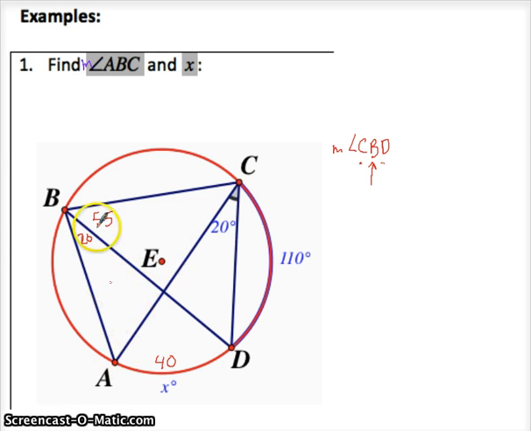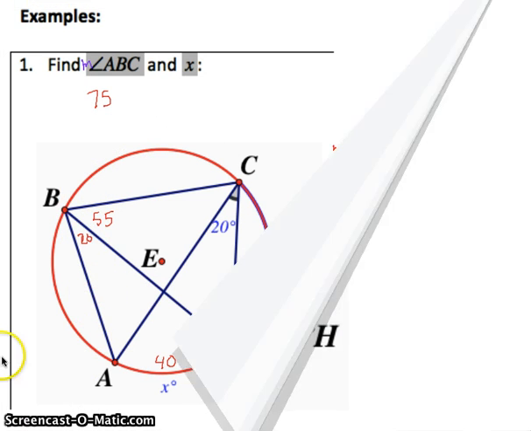What else was I supposed to find? Oh, ABC. I've just accidentally done all that because I found this 20 and I found this 55, so this has to be 75. I could probably go around the circle and find more stuff, but I won't. I'll leave that for fun time in class.